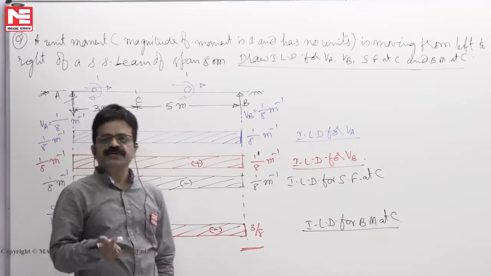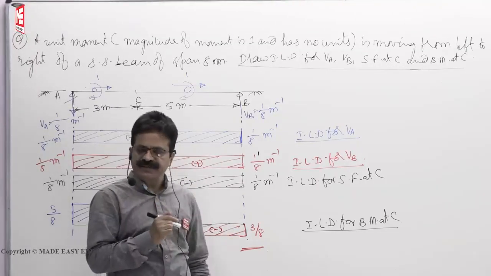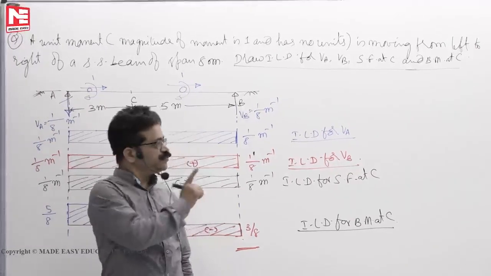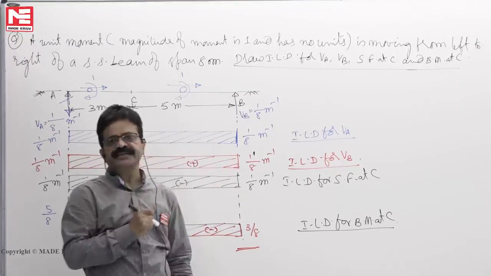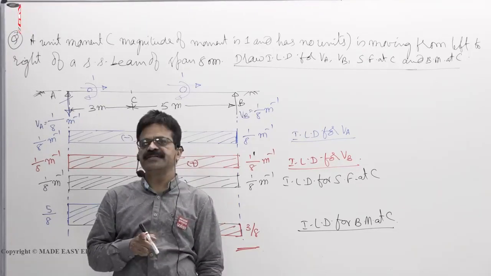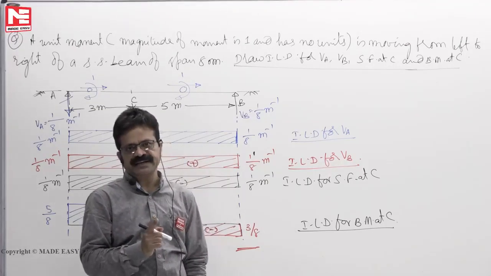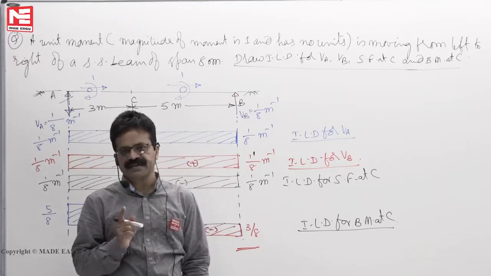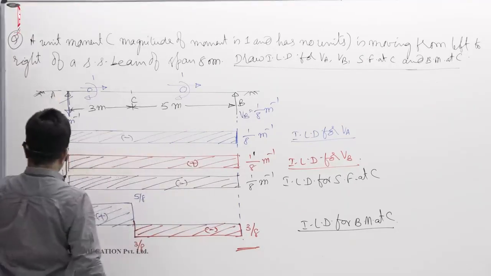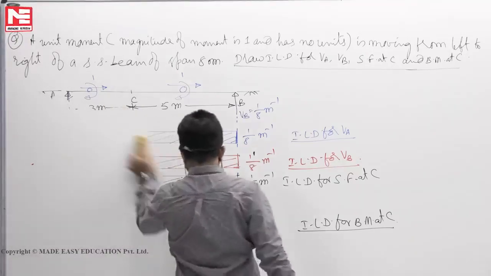Now we'll see how to draw. This is like an introduction only. Now how to draw influence line diagrams for forces in the members of statically determinate trusses. Because it is a statically determinate truss, the influence line diagrams for forces in the members must also be straight lines, meaning only linear variations should be there. Now let us see how to draw influence line diagrams for forces in the members of trusses.